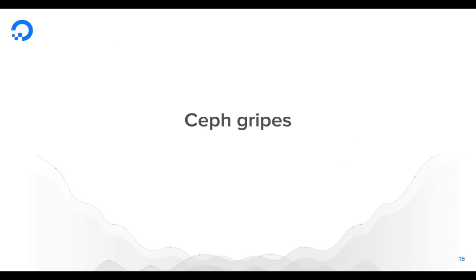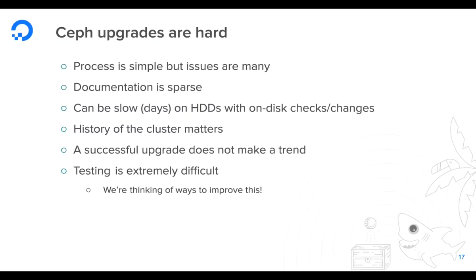Now, in terms of Ceph gripes, again, it's not blaming. It's stuff we notice that you may want to be aware of for specific scenarios, and also it's stuff that we are looking at or plan to look at very soon. So the first one is that Ceph upgrades are hard, and we learned that with Nautilus. The process is simple, but there are many issues.